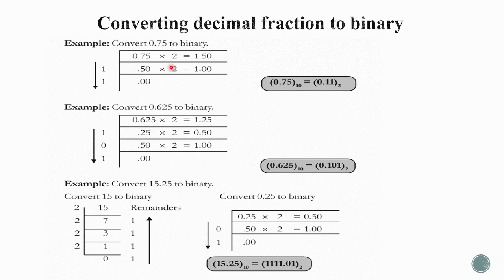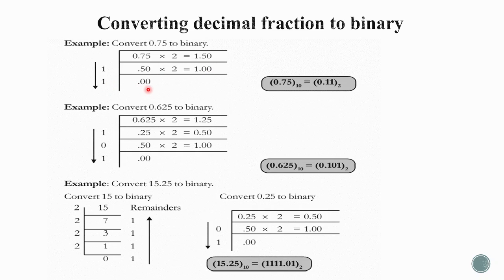Let's consider this example. We are going to convert the number 0.75 into a binary number. So 0.75, we are doing repeated multiplication. 0.75 is multiplied by 2, and we get 1.50 as the answer. In this 1.50, 1 is the integer part and 0.50 is the fractional part. So record the integer part 1 over here, and again multiply this fractional part by 2. 0.50 into 2 is equal to 1. Again here the integer part is 1, record the integer part, and the fractional part is 0.00.